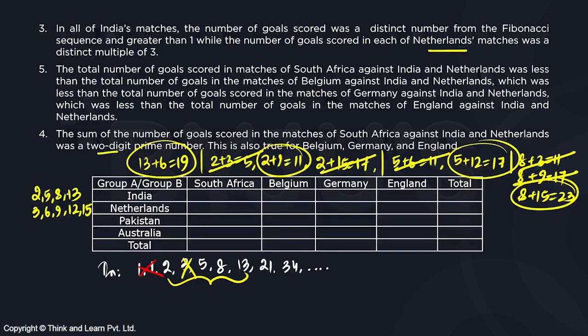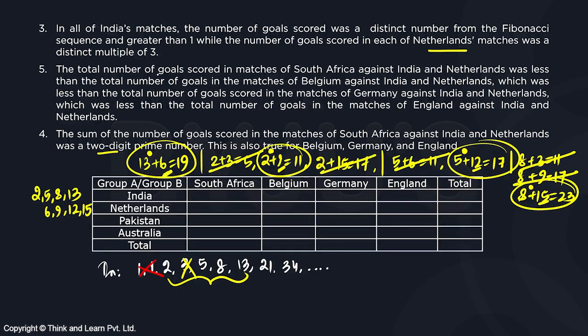So that means we will be using 13 for India, 2 for India, 5 for India, and 8 for India. While for Netherlands, we will be having 6, 9, 12, and 15. So 3 is not used for Netherlands. So this is gone.